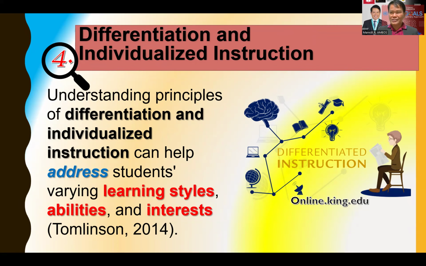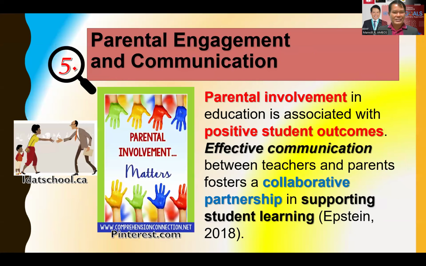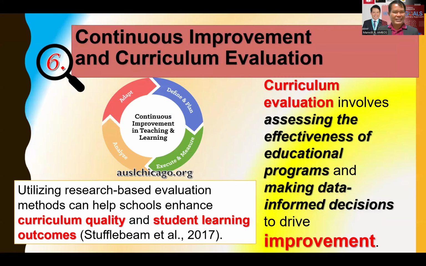The fourth is differentiation and individualized instruction. As teachers and mentors, we need to differentiate our instruction in order to address students' learning styles, abilities, and interests. The fifth is parental engagement and communication. Take note, effective communication between teachers and parents fosters a collaborative partnership in supporting student learning. And lastly, continuous improvement and curriculum evaluation.